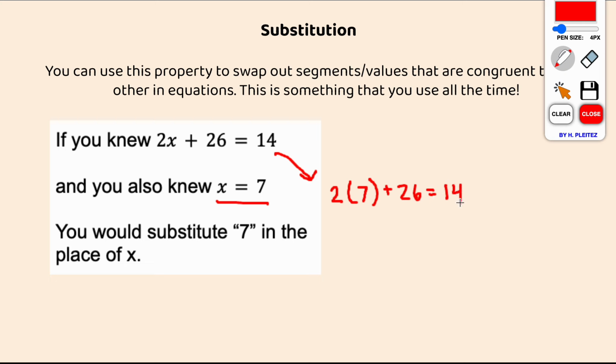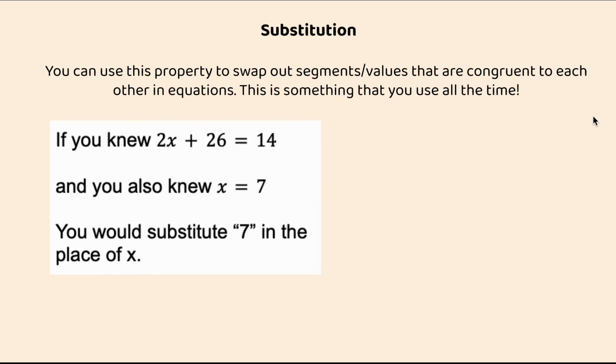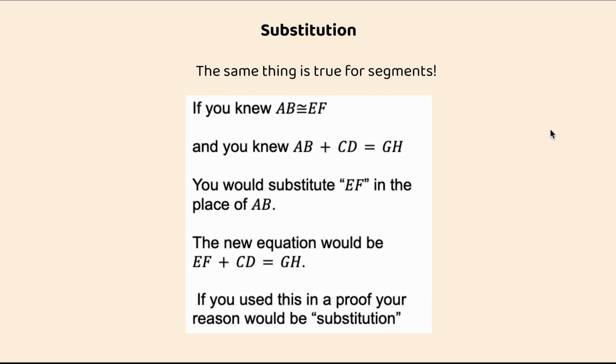So in a proof, if you went from this step to this step, your reason would have to be just substitution. That's exactly what you did. You substituted the value in there. Now, we're used to seeing this algebraically, but seeing it in terms of segments might be a little bit different.